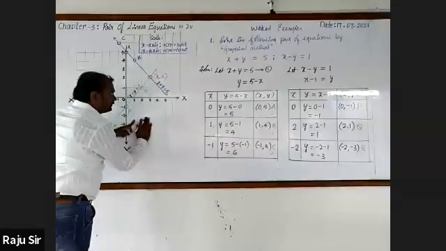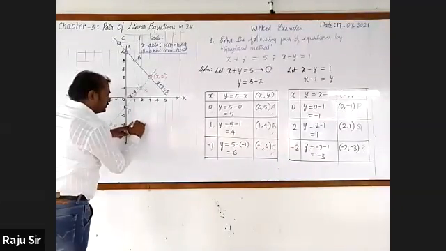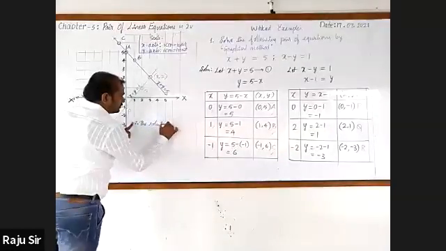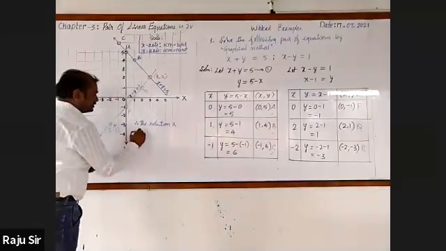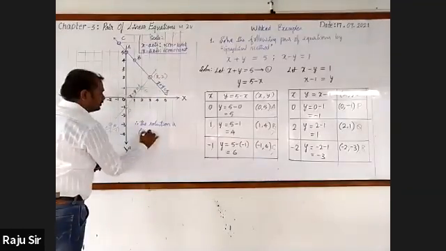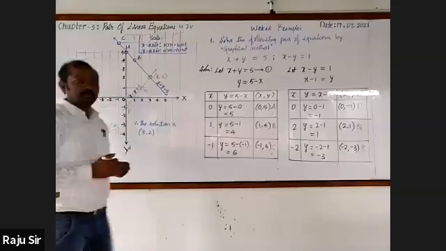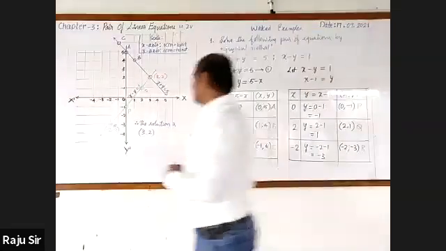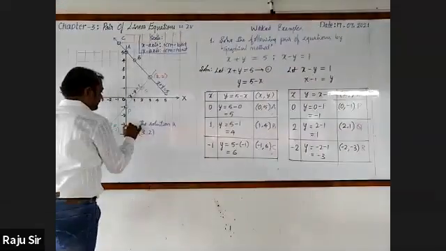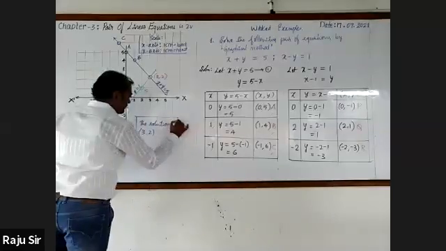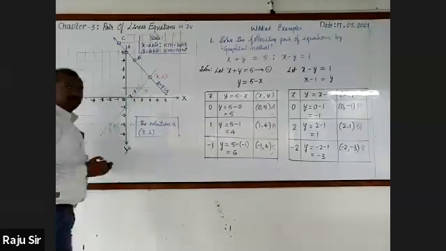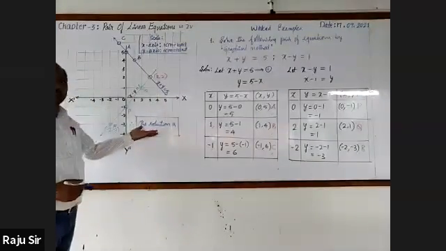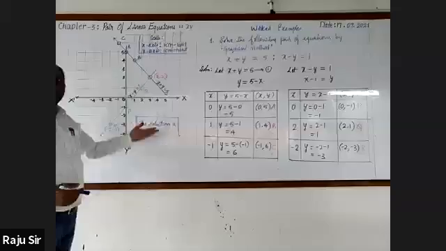And below this, write the conclusion. Therefore, the solution is (3, 2). Therefore, x equal to 3 and y equal to 2. Sir, in the graph only we should write that? Yes, because here only we'll check that. Observe your solution conclusion.